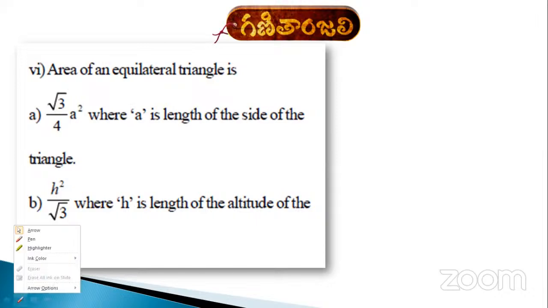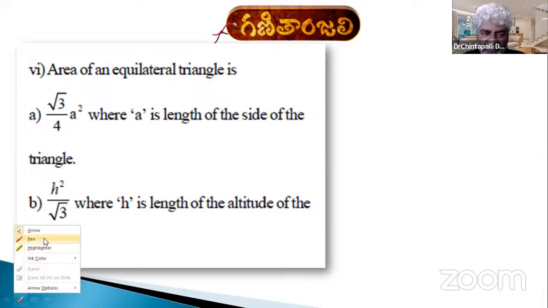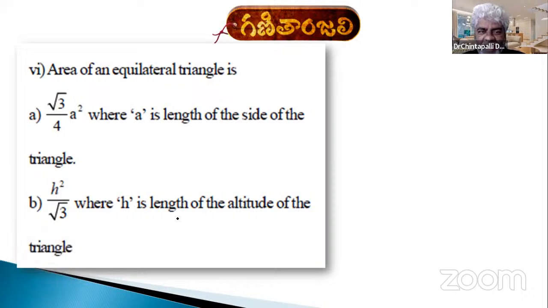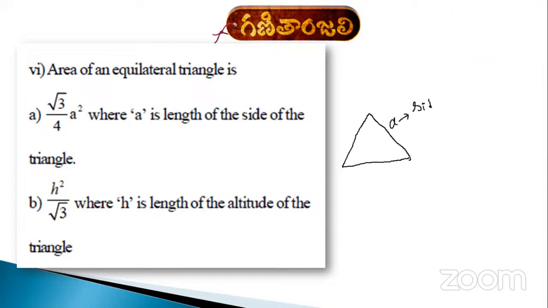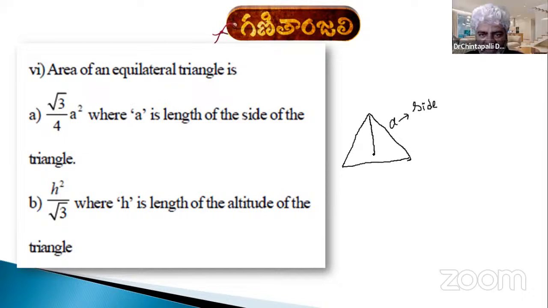Sometimes instead of giving the side, the height, that means the altitude, may be given. In this equilateral triangle, this is the side, side a. If the side is given, its area is root 3 by 4 a square, right? Instead of the side, sometimes the height is given.